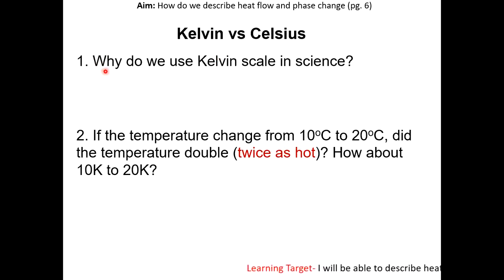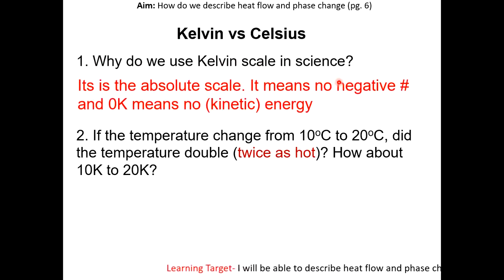So question 1, why do we use the Kelvin scale in science? It is because the Kelvin scale is the absolute scale. It means there's no negative numbers, and 0 Kelvin means no kinetic energy.